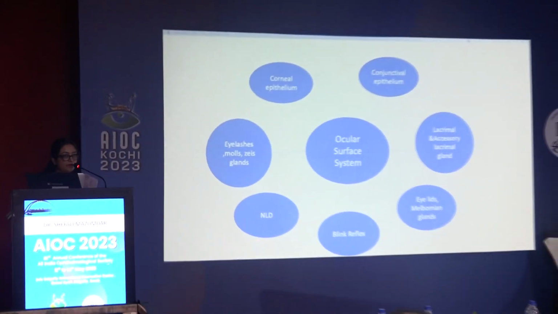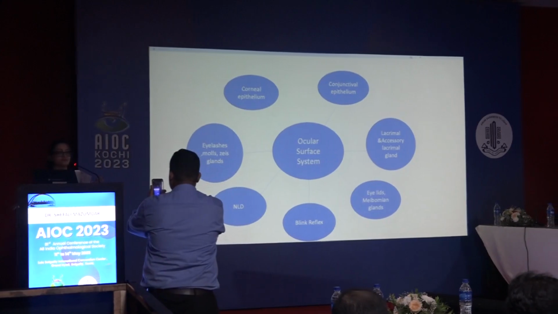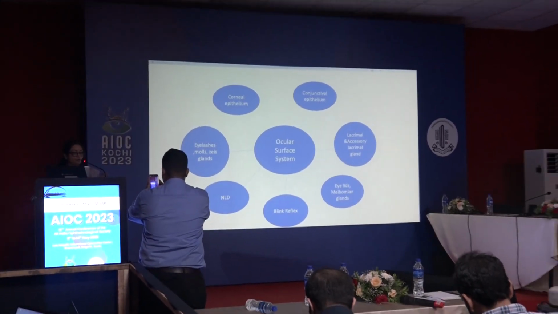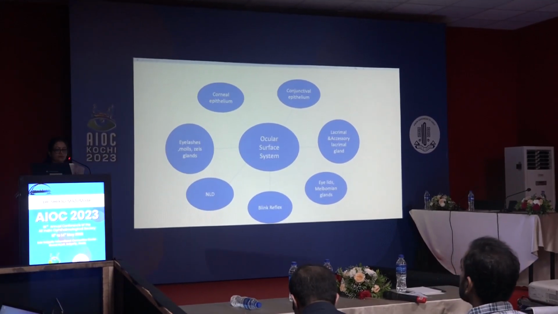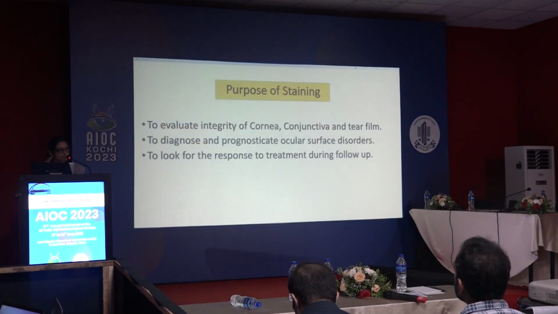But apart from these things, you will have to pay attention to other components as well, because it's a system. So what things will you have to keep in mind? Roots of eyelashes and associated glands, NLD, and last but not the least, blink reflex. Because all these components work together to keep the ocular surface healthy.